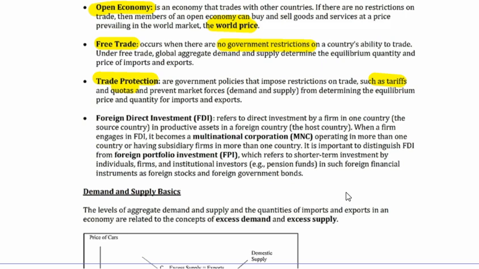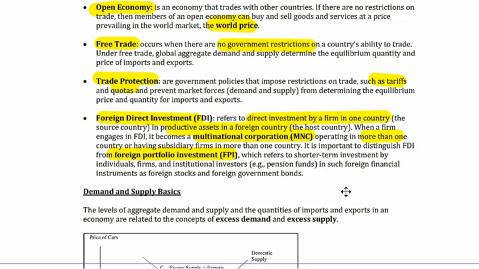We have two specific measures over here, FDI and FPI. FDI stands for foreign direct investment, which is the direct investment by a firm in one country, which we call the source country, in productive assets in a foreign country. And the minute that a firm makes use of FDI, foreign direct investment, they then become a multinational corporation, obviously operating in more than one country.